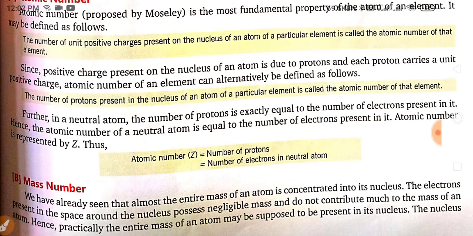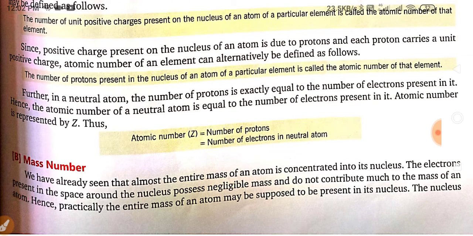Atomic number is represented by Z. So how can we represent the atomic number? Atomic number Z is denoted by capital Z, and it is equal to the number of protons, which is equal to the number of electrons in a neutral atom.